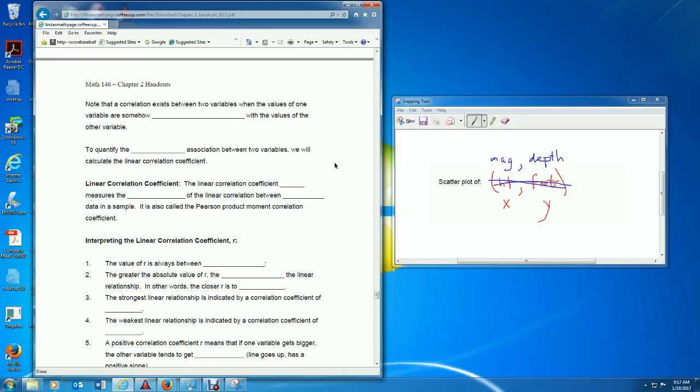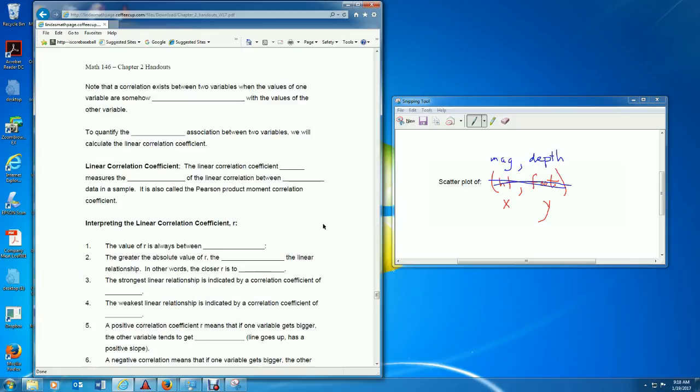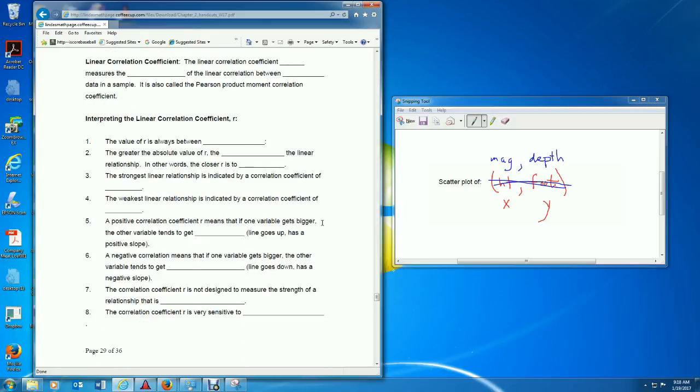So in order to do that, we're going to calculate something called the linear correlation coefficient. The linear correlation coefficient, and it is a lowercase r, the letter r is the symbol. It measures the strength of the linear correlation between paired data in a sample. So again, that's referring to XY data. So how to interpret this linear correlation coefficient? The value of r is always between -1 and 1.